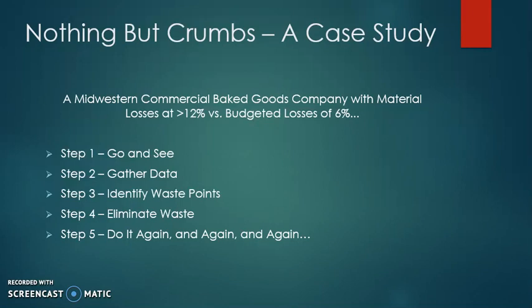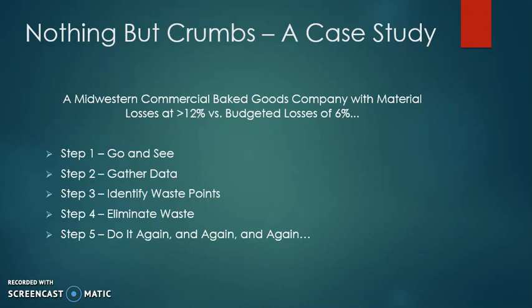Nothing But Crumbs is a Midwestern baked goods company, and they're experiencing material losses of over 12% when they're only budgeted for 6%. That's not good. Pennies still matter in the food industry, and those losses can make a major impact on profit margins. So what can they do to turn things around with lean manufacturing?